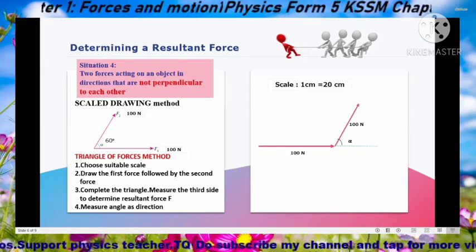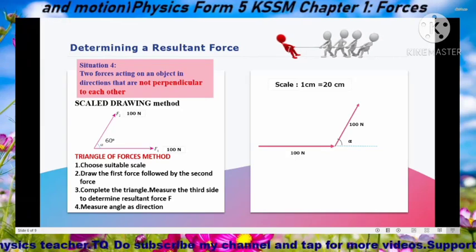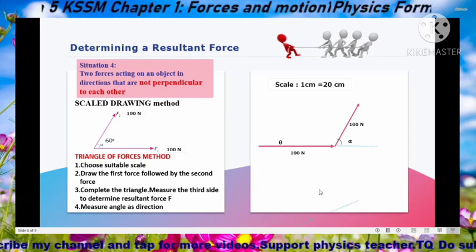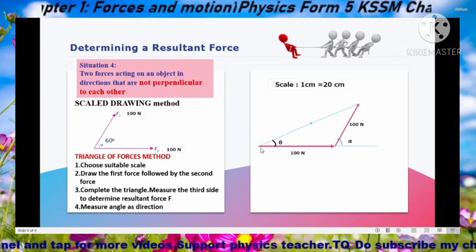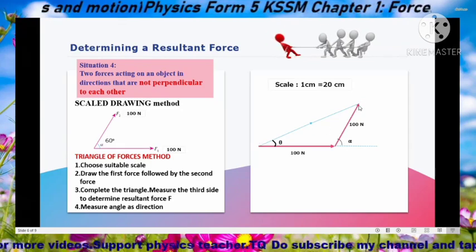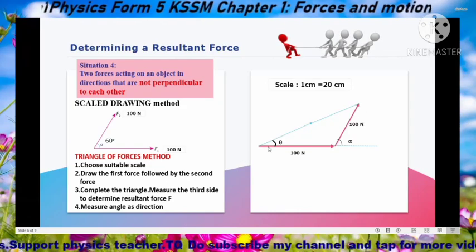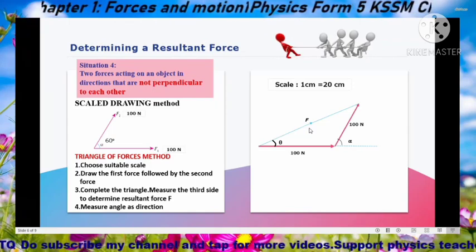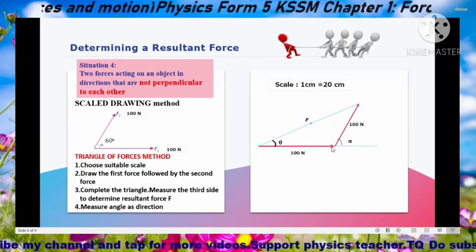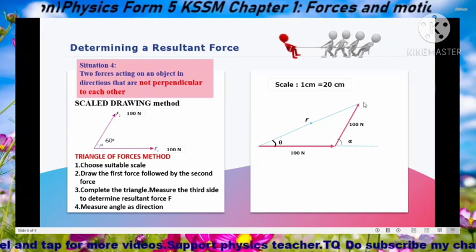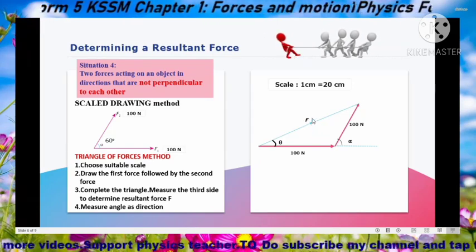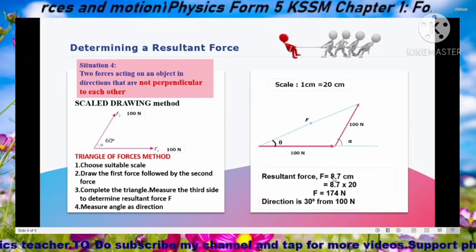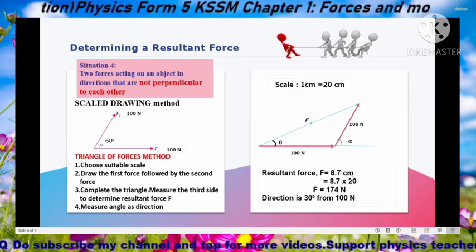Okay, now you have two sides of a triangle. Next step, complete the triangle by drawing the third side. We just join the initial and final points here. So this one will become the resultant force. So how to determine the resultant force, the value or magnitude? Just now you already measured F1, F2 accurately. So in order to get the resultant force, you also measure the length of the line. Okay, let's say you get 8.7 centimeter.